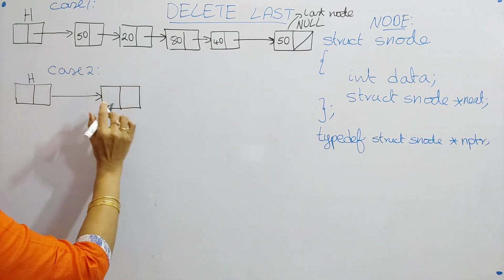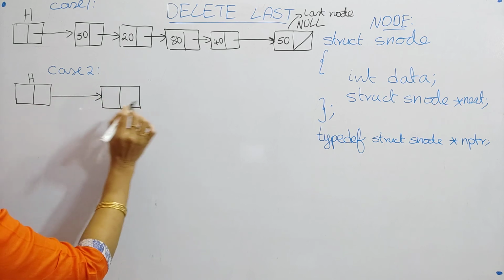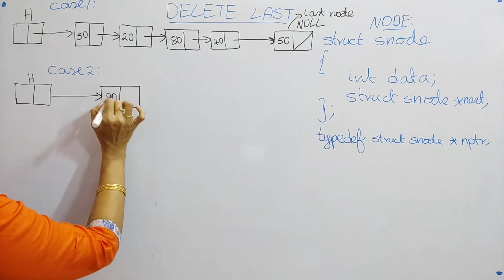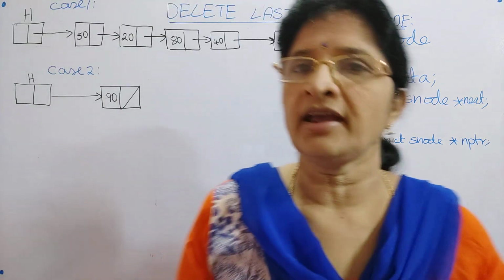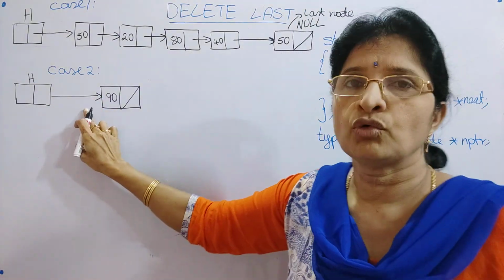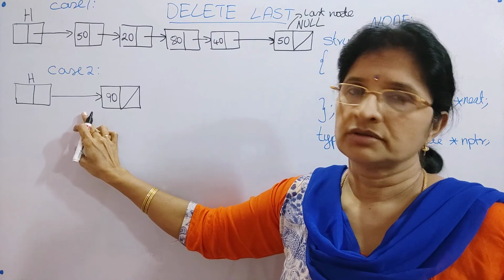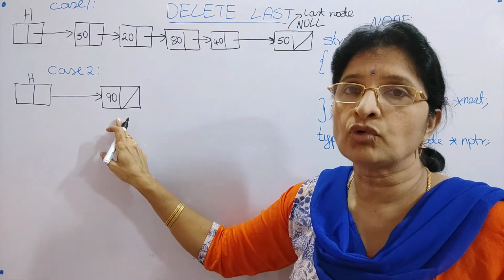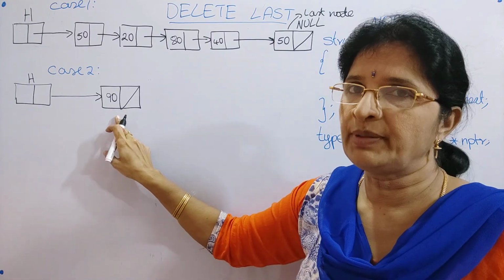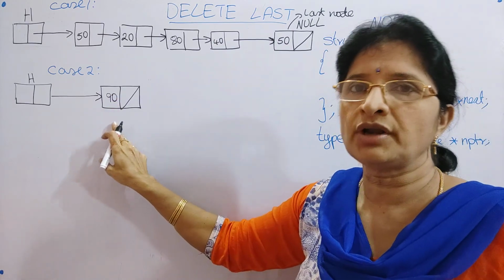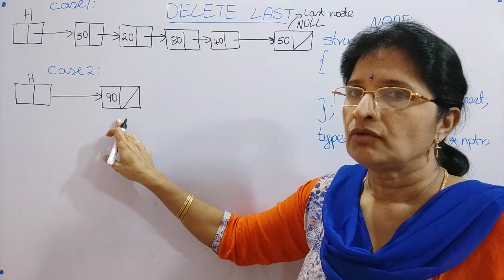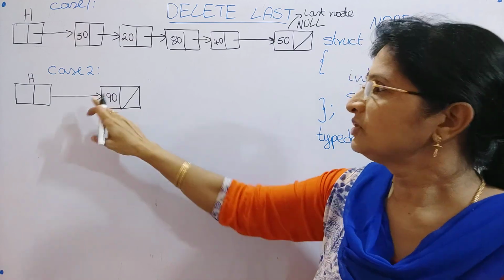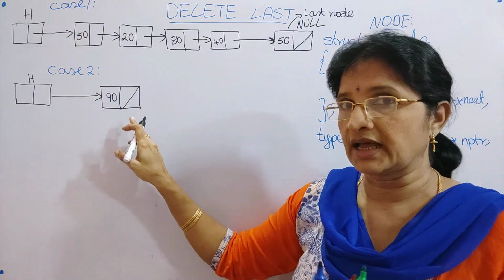Another case is, suppose the list contains only one value. For example, here the list is having only one node. So after H next you have only one node. Then what will happen? This itself is the first node, and this itself is the last node. Isn't it? Because here we have only one node. So we have to consider this other case also.